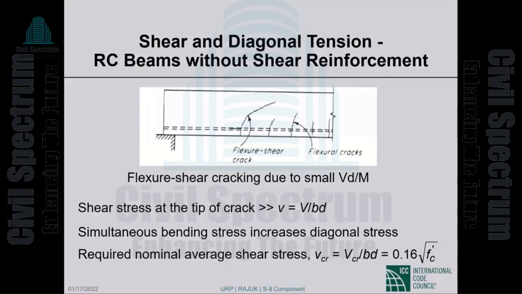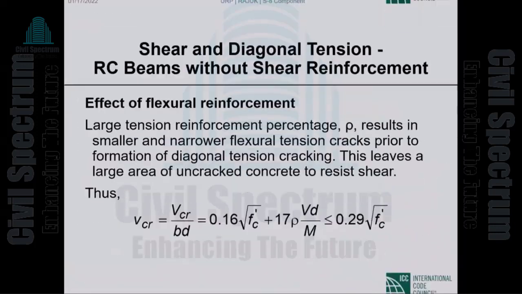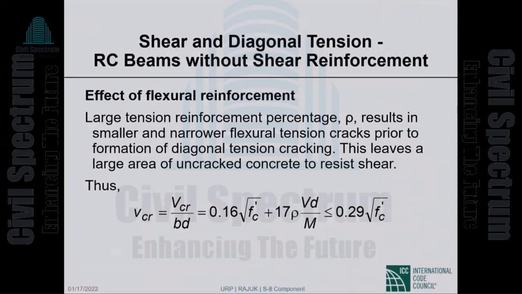It is variable. Everything depends on the proportions of the beam. If it is a thin-webbed beam and all kinds of things, but the flexure shear cracking happens at a lower stress than web shear cracking, and this is why flexure shear cracking is much more common than web shear cracking.